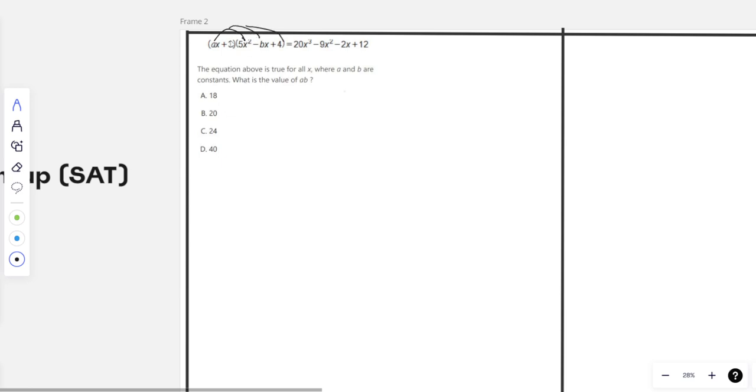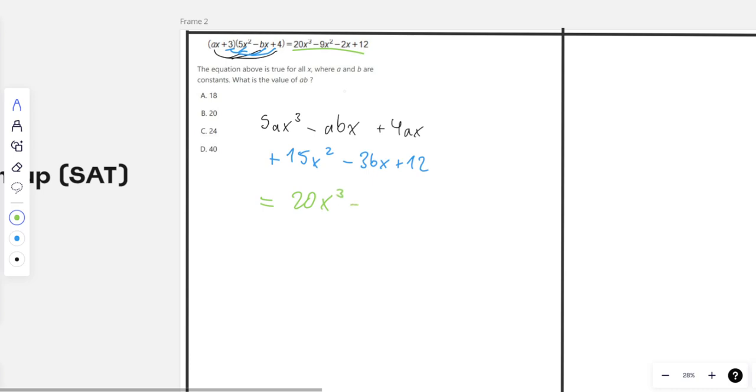So for example, multiplying these few terms together, we get 5ax cubed. The second multiplication gives us minus abx. Then we get plus 4ax. We also want to multiply the second term into everything. So we do plus 15x squared minus 3bx and plus 12. Remember, this is equivalent to the right side, which is 20x cubed minus 9x squared minus 2x plus 12.